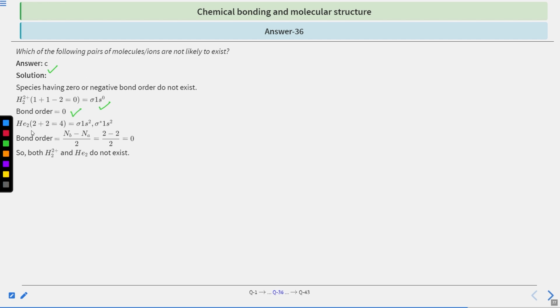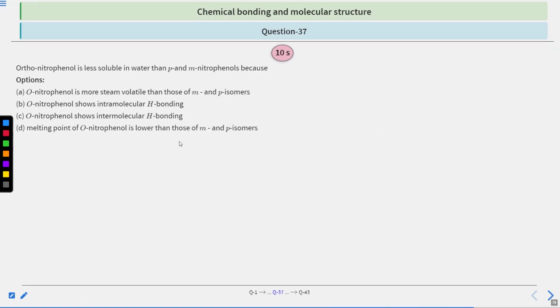And in the helium molecule, 4 electrons are present, having the configuration sigma 1s2 and sigma star 1s2. Bond order will be electrons in the bonding minus electrons in the anti-bonding, upon 2. That is 2 minus 2 divided by 2, which will be 0. So the bond order of both molecules will be 0. So both H2 2+ and He2 do not exist. Hence, option C is the correct answer.